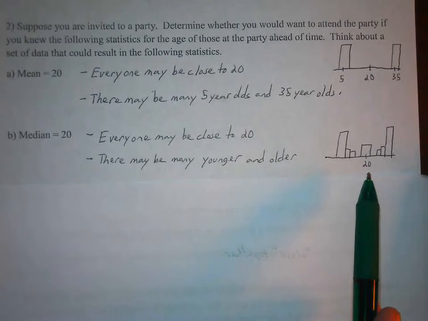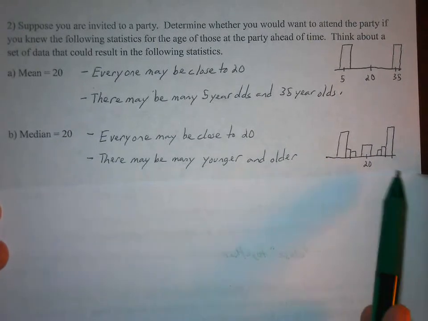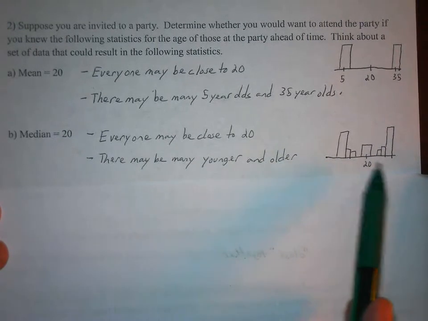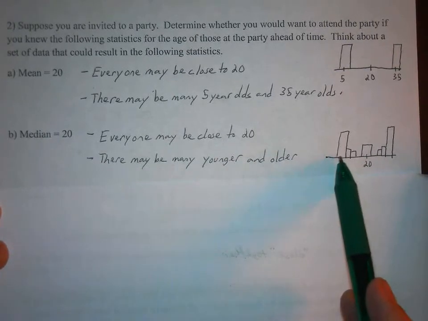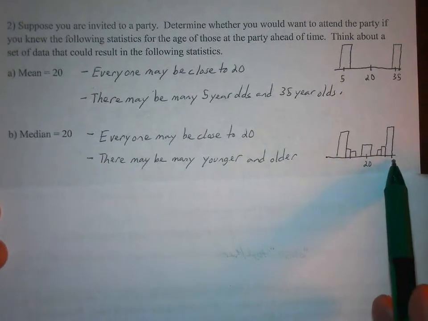Okay, so you could have several people much younger than 20, several people older than 20, and it doesn't have to be symmetric like this. I just drew it that way to make a point that you could have a lot of very young people, like 5 years old, and a lot of older people.